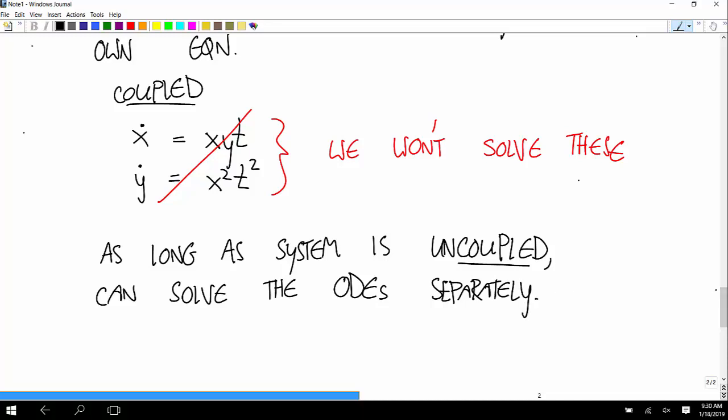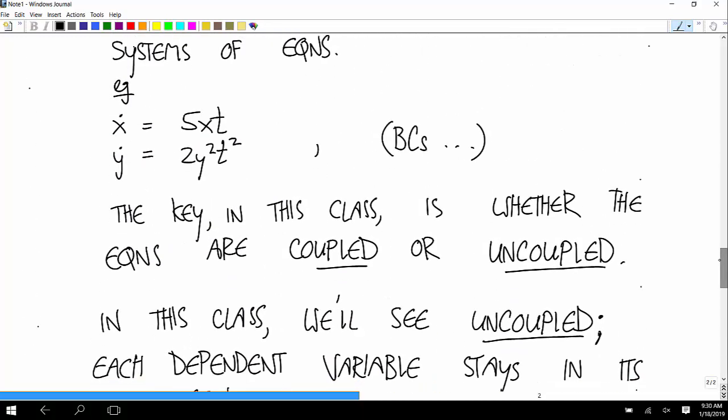Okay, so let's go back to the example I showed. Now, are those coupled or uncoupled? Those are uncoupled. That's good. And then can we solve? Well, that means we can look at them one by one. So let's look at the first one.